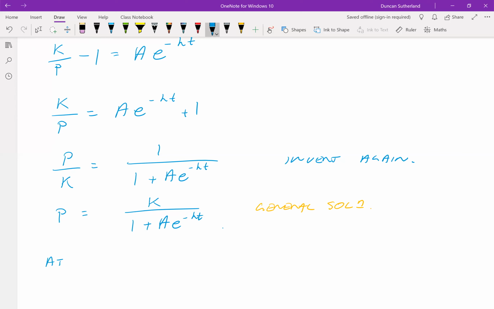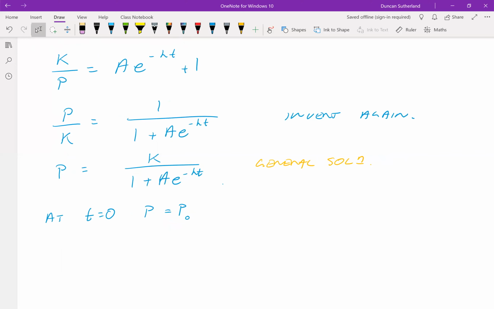At t equals 0, p equals p naught. So p naught equals k over 1 plus A. At t equals 0, that exponential is just 1. So now we can rearrange for A.